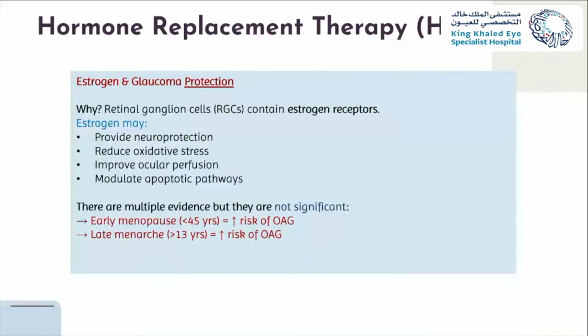Use and the glaucoma protection. And one study showed that early menopause, at an age before 45 years old, increased the risk of open-angle glaucoma. And late menarche, at an age more than 13 years, also led to open-angle glaucoma. So maybe this is a proposed question: lower lifetime estrogen exposure will lead to higher glaucoma risk. And this is a question for further research.